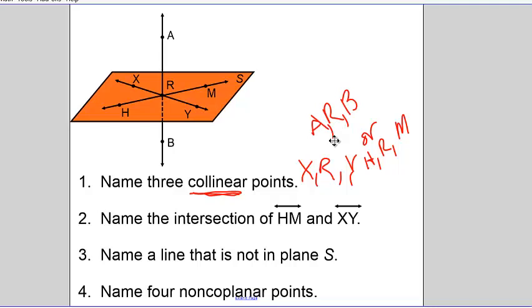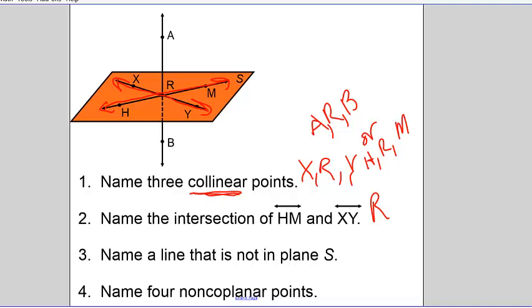Now name the intersection of line HM and line XY. Well, intersection is the points that they have in common. So that is going to be point R. Name a line that is not in plane S. And planes we usually abbreviate with an italicized letter, so that's technically an italicized S. So name a line that is not in plane S. Well, technically, since all of the points on HM and all of the points on XY are contained in the plane, those are both in the plane.